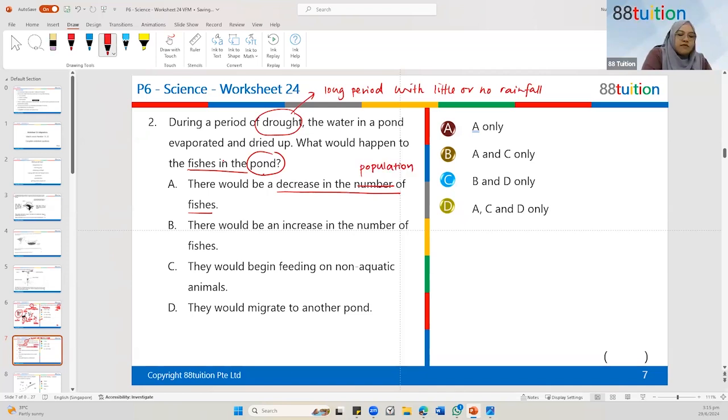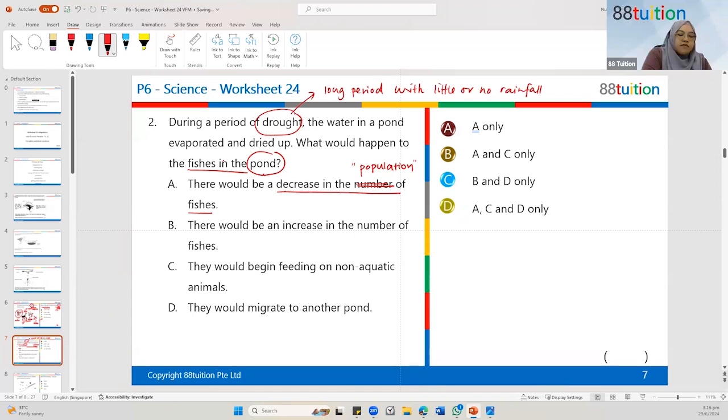Okay, because we learned in the topic before this, we learned about food chains and webs. We learned the term populations. So I always encourage my students to write population instead of number. I'm not saying it's not accepted for PSLE, but if you learn how to use the terms, the term will become more familiar to you, and you'll be more comfortable using it, which is better actually.